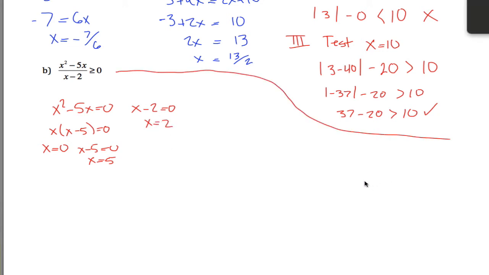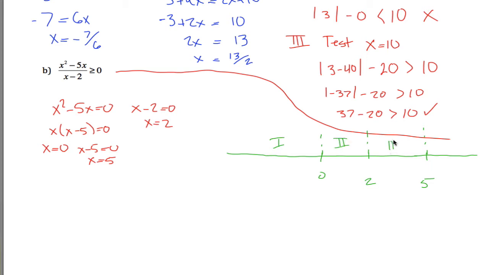So what I got for B here is 3 solutions, 0, 5, and 2. So when I draw my number line, 0, 2, 5, I'm going to end up with 4 regions, right? I got a region out here, region here, region here, and a region here. And what I got to do is figure out if numbers from each of those regions work or not.